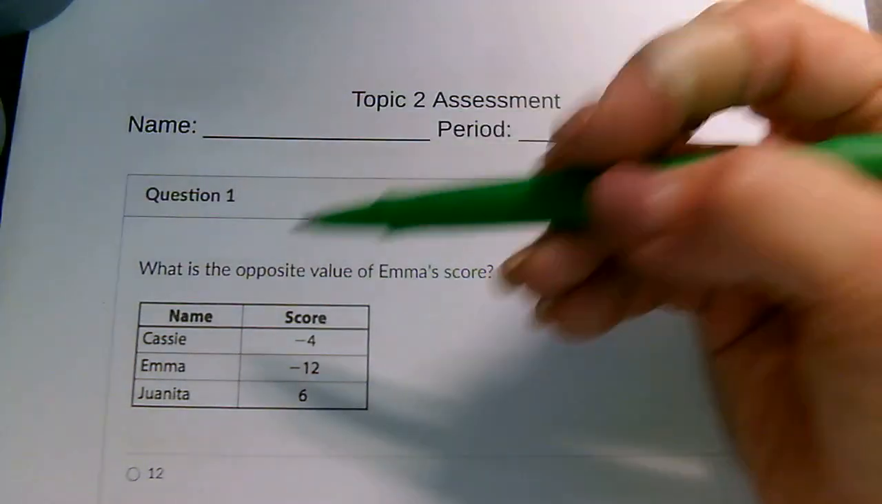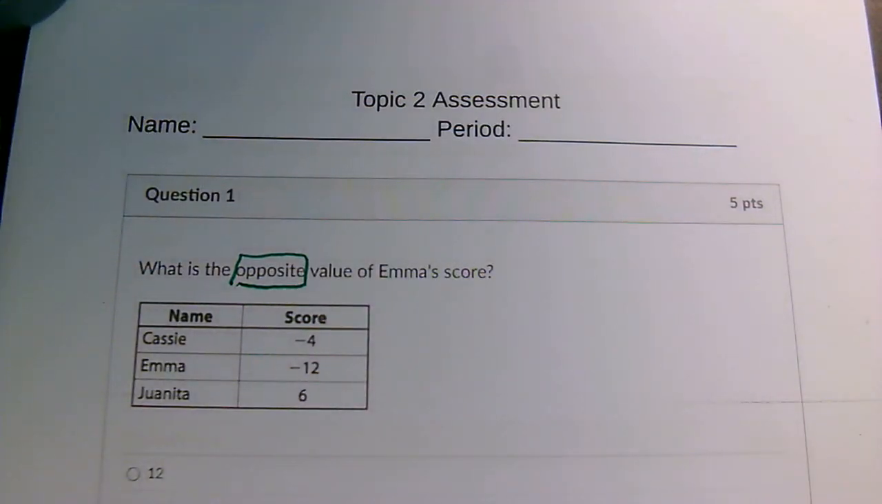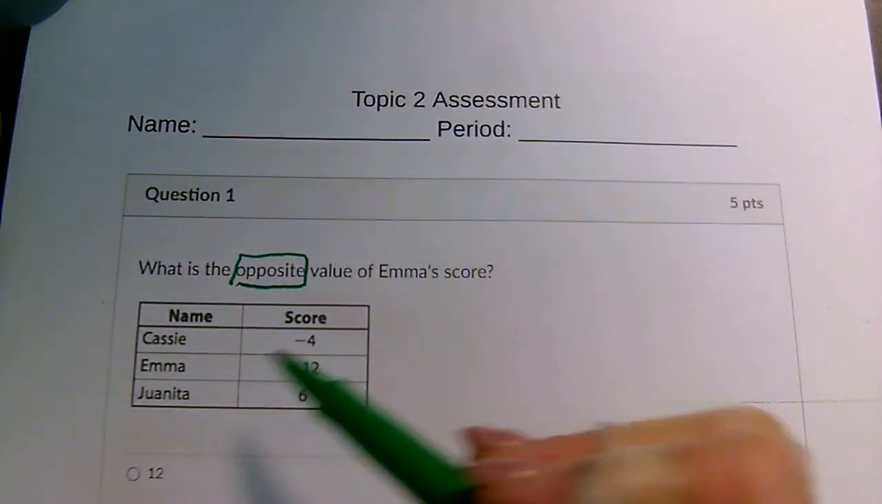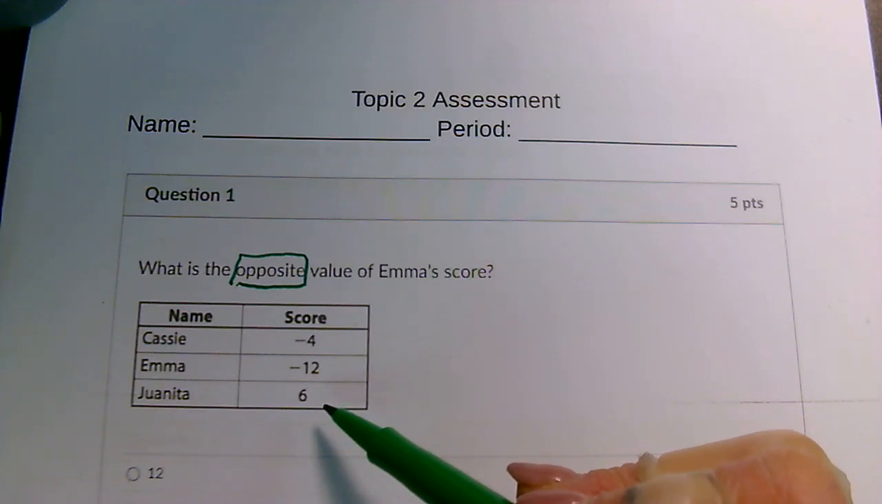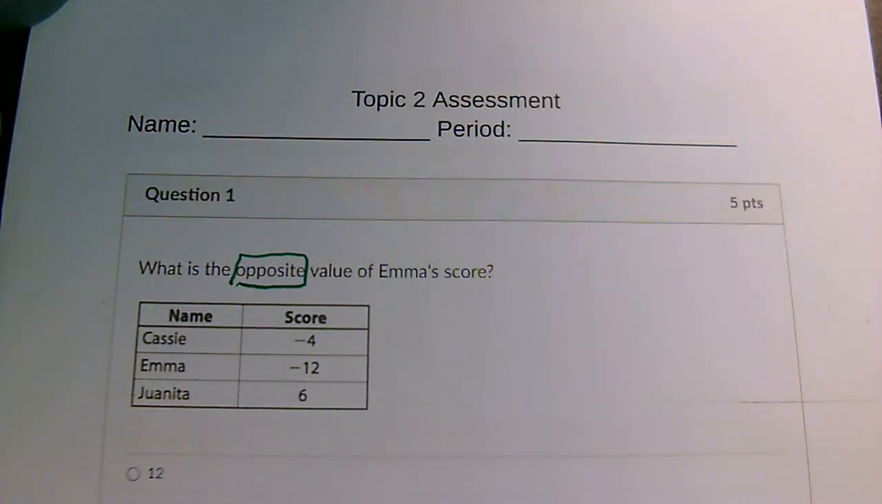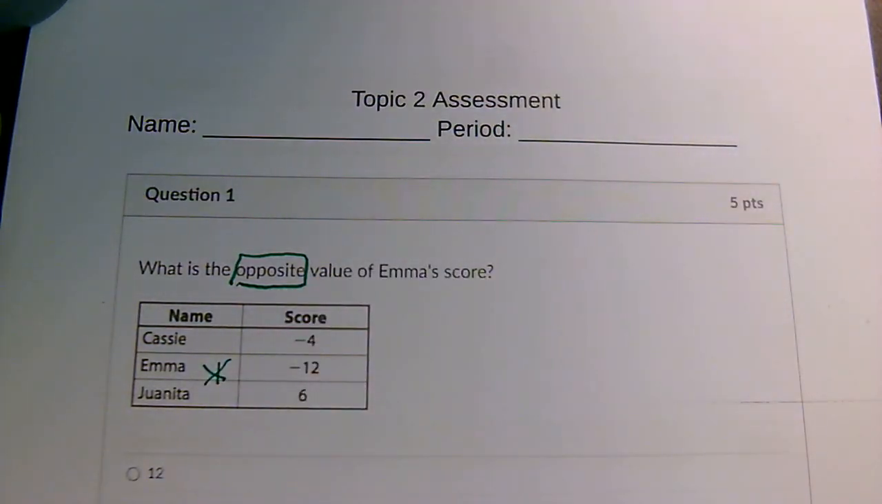With question number 1, it asks, what is the opposite value of Emma's score? You have Cassie with -4, Emma with -12, and Juanita with +6. Find and determine what the score is for Emma, and then identify the opposite. Remember that opposite means the opposite direction from 0 on the number line. You could look at the number line on your desk if needed.